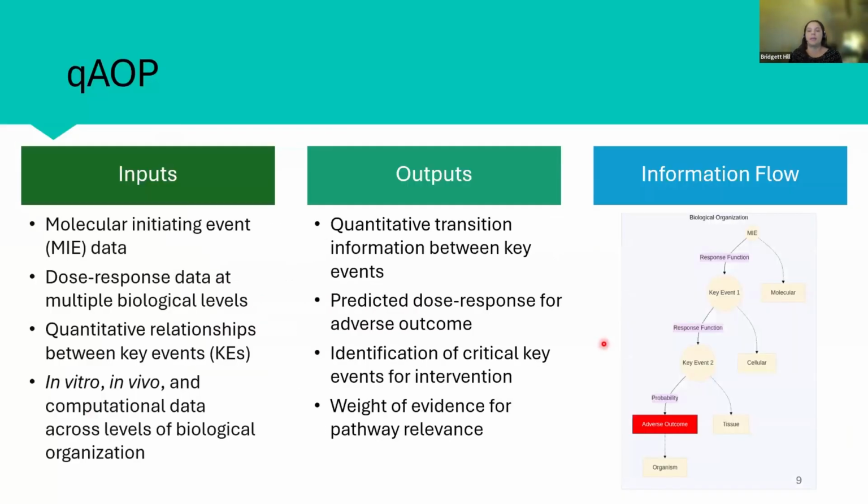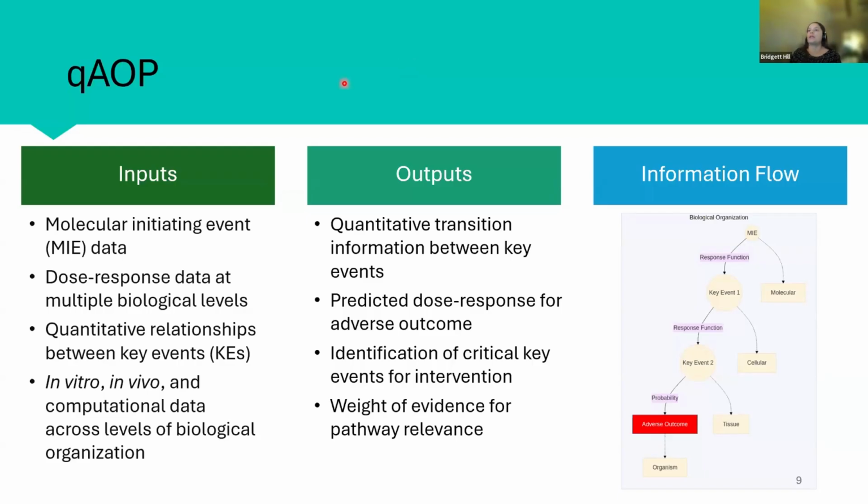So here are some examples of the types of information that you will need to develop a QAOP. This includes data related to that molecular initiating event, and dose response data at those multiple levels of biological organization, so those quantitative relationships can be established. And this data includes anything from in vitro, in vivo, or computational data such as in silico predictions.